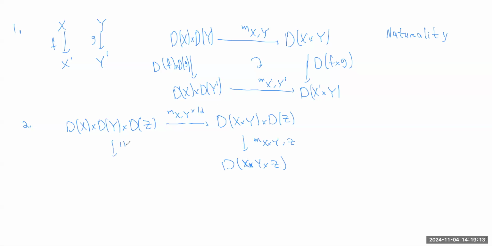You can guess what I mean, it's m of Y, Z. It's exactly what's called associativity, right? So this multiplication is also associative. And we can go to here by doing m of X, Y cross Z. Okay. So this is associativity.